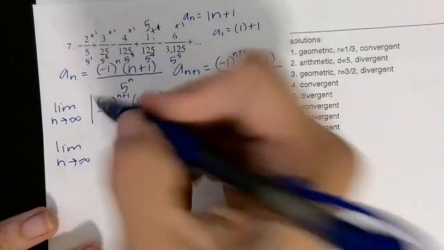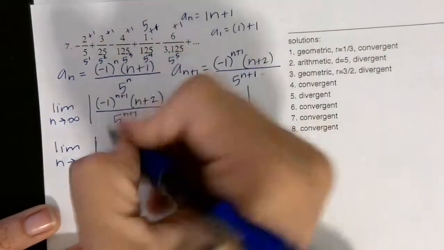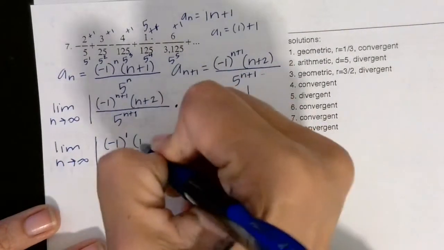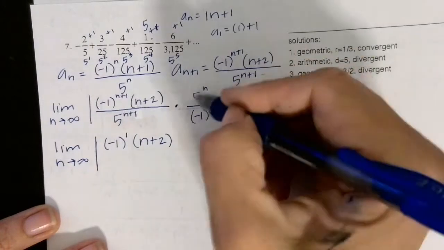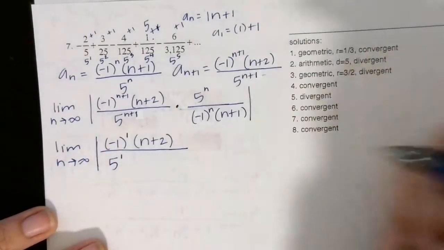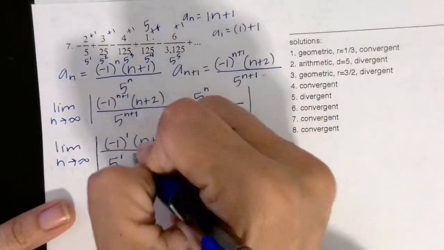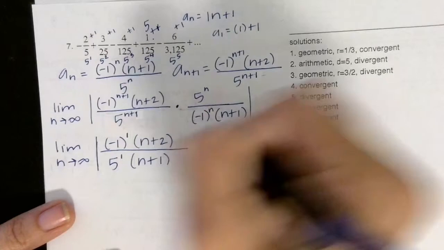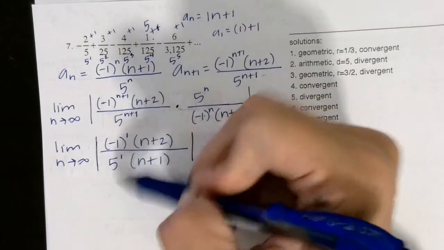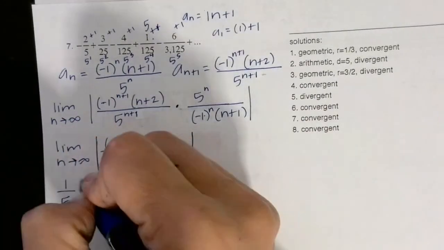Okay, so then we are going to reduce this negative 1 to the n plus 1 with that, which makes negative 1 to the first power. I can't simplify the n plus 2. The 5 to the n, that's going to leave me a 5 to the first power in the denominator. Again, we already showed the math for that. And then this is all that's left because we already took care of that. Okay, so I have negative 1/5. Absolute value is going to make that positive.